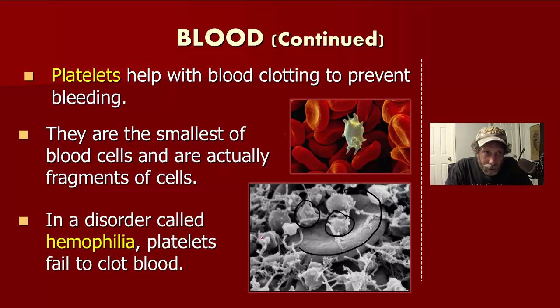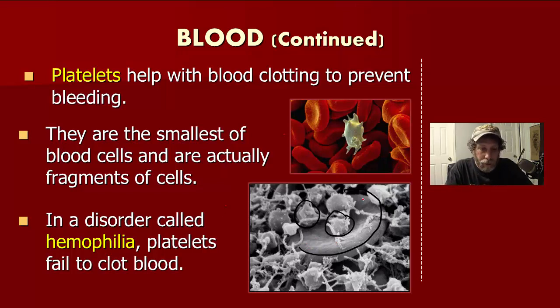There are various disorders of the blood. One that you may have heard about is called hemophilia. This is where the platelets have a problem and they are failing to clot the blood. All right, that's all we're going to say about it. But that's a bleeding disorder. We'll study that a bit more in grade 11 biology in the genetics section.